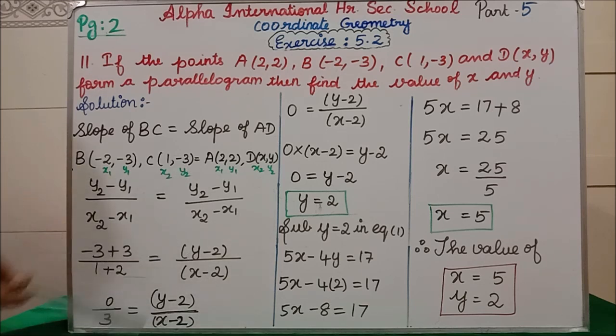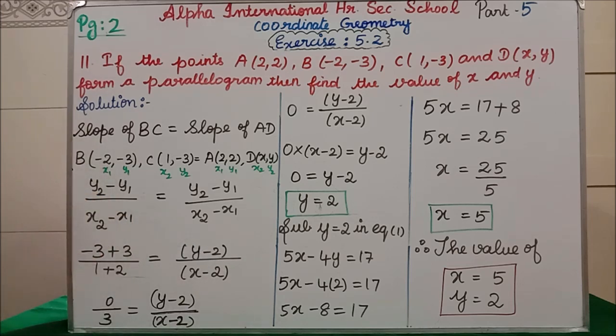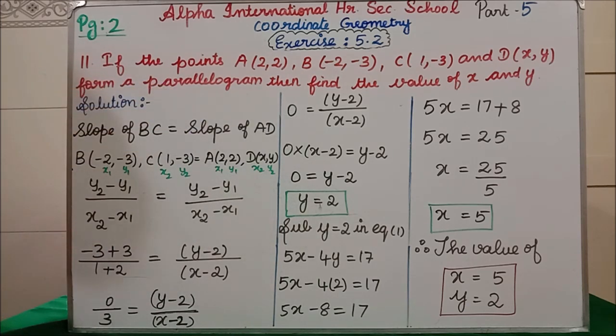The y2 value is y, minus the y1 value, which is 2, divided by x2 minus x1, that is x minus 2. Here minus 3 plus 3 is what? 0, divided by 1 plus 2, which is 3, is equal to y minus 2 divided by x minus 2. Clear, students? 0 divided by 3, what answer will we get? 0. Any number divided by 0 is what? It is 0 only. So 0 equals, this side we are writing the same only: y minus 2 divided by x minus 2.